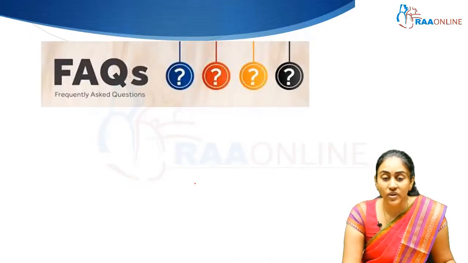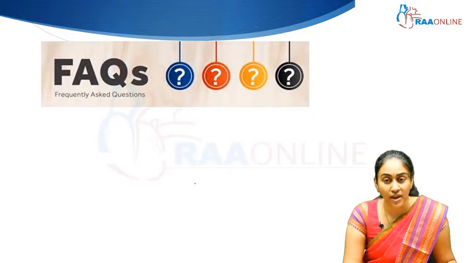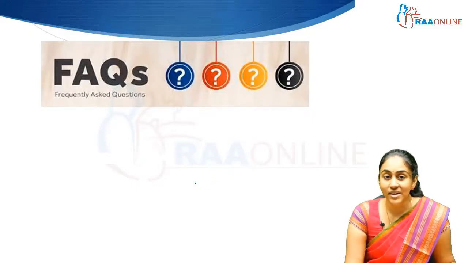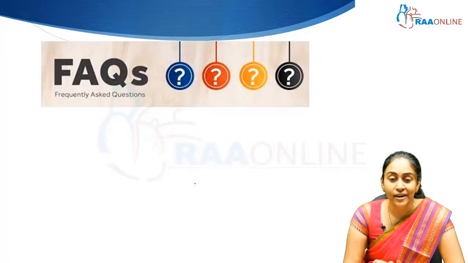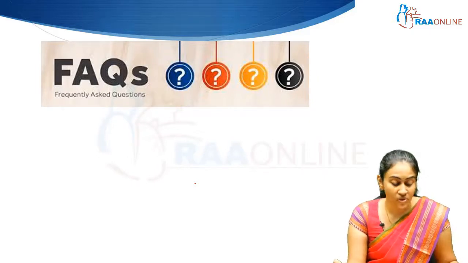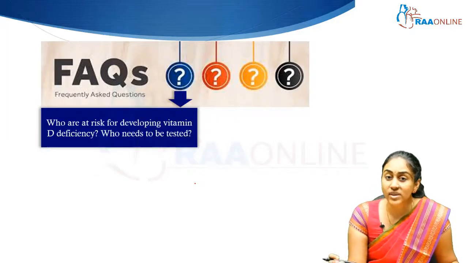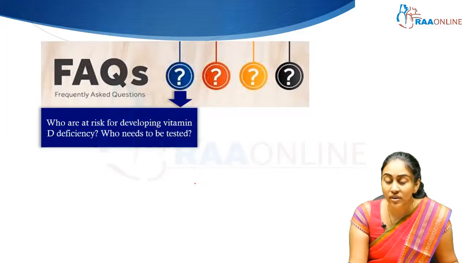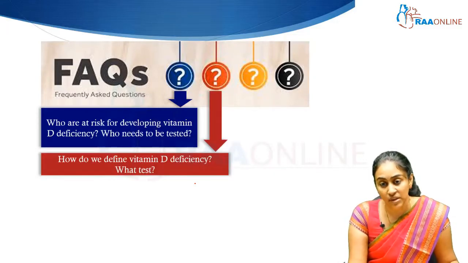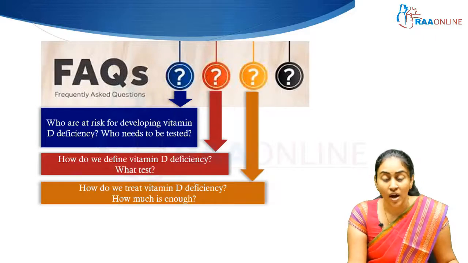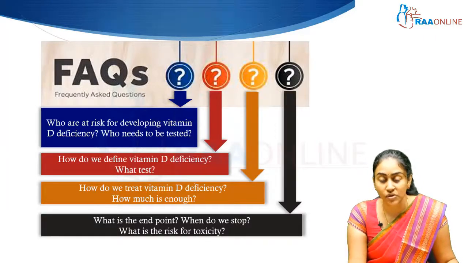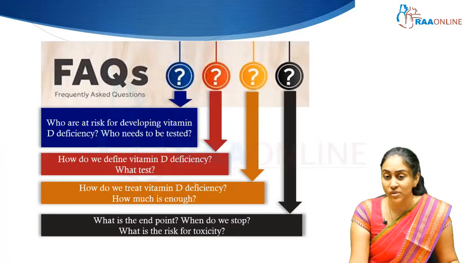So let us address a few burning questions with respect to vitamin D deficiency. Now vitamin D deficiency is something that we all encounter, something that we are all aware of, something that we are all familiar with. But unfortunately, when it comes to addressing certain important questions like who's at risk for developing vitamin D deficiency, who are the population who need to be screened for vitamin D, or how do we define vitamin D deficiency, what test do we use, how much is enough, how do we treat vitamin D deficiency, and when do we stop treating these patients for vitamin D deficiency?